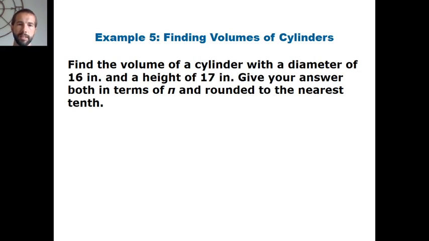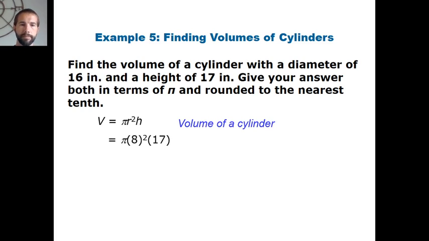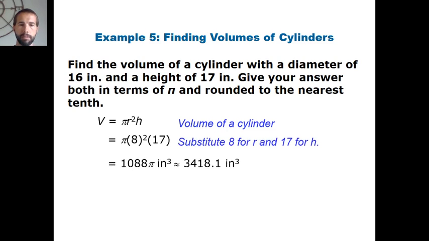All right, and then our next one, find the volume of a cylinder with a diameter of 16 and a height of 17. So if the diameter is 16, that means the radius is 8 inches. So we're going to do pi times 8 squared times 17. If we multiply through with the numbers, that comes out to be 1,088 pi. And if we multiply 1,088 times pi, that comes out to be approximately 3,418.1 cubic inches. All right, so that's how we find the volume of cylinders and prisms.